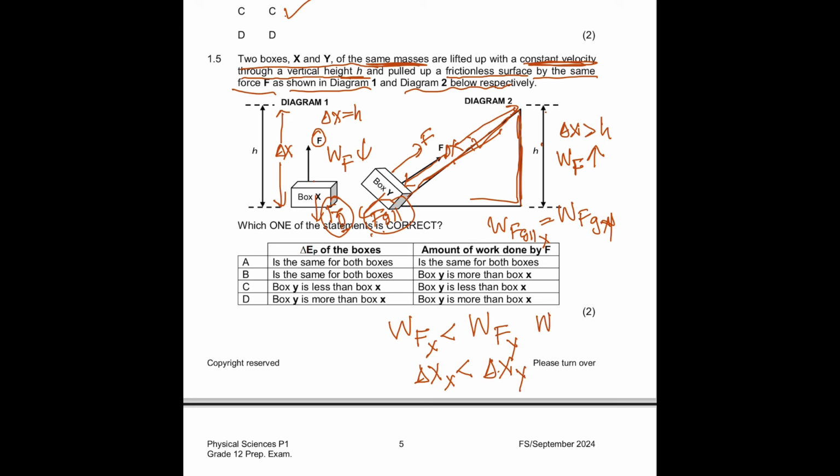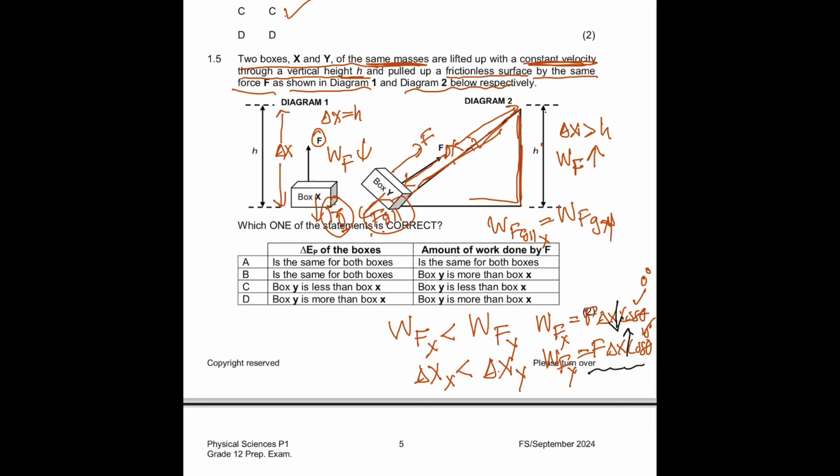So from this definition, the work done by the force is going to be force times displacement times cos theta. What is going to be different? Let's say this is for Y: work done by the force for Y is equal to F delta X cos theta. They both have the same direction, so the angle is 0 degrees. The force is going in the same direction as the displacement. But for X, the displacement is smaller, and for box Y it is bigger. So that means the work done there is going to be bigger.